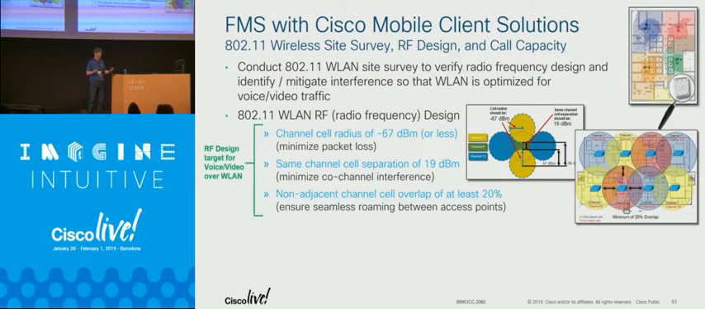And so from a radio frequency design perspective, we sort of have three targets that we always talk about when it comes to setting up an enterprise wireless network. The first is channel cell radius of -67 dBm.